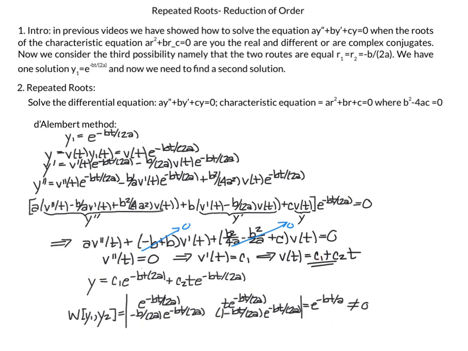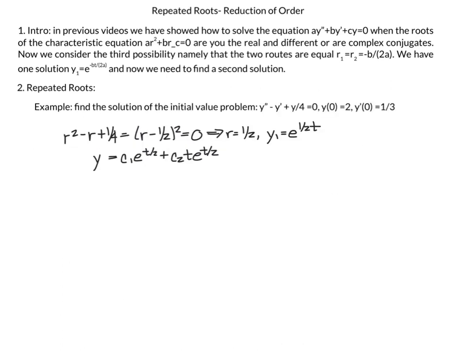And our next solution is going to be c2 t e to the minus bt over 2a, because this is v of t, but remember our solution y is equal to v of t times our first solution. So here is our general solution. Again, I can calculate the Wronskian, which is never equal to 0, so I do know that this is in fact a general solution. And this is it. In general, once you have one solution, to get the second solution, all you need to do is multiply your first solution by t.